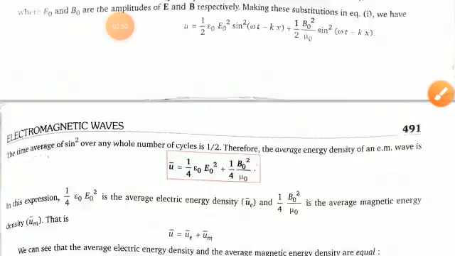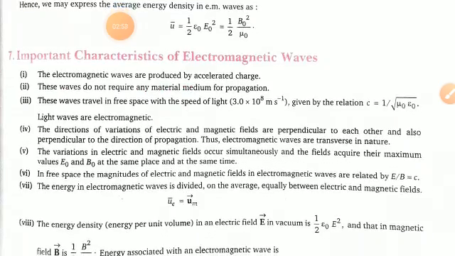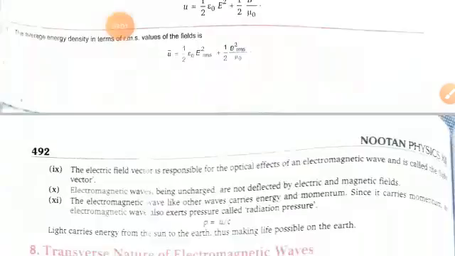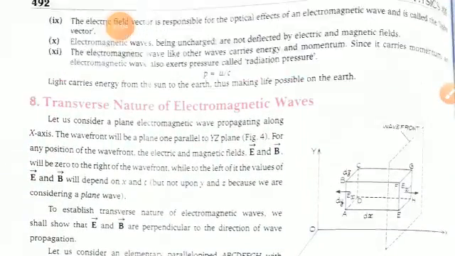Now this is topic 6, energy density in electromagnetic waves. I am skipping this, it is not so important, you can read by yourself. After that there is a section given here, important characteristics of electromagnetic waves. I will tell you about three or four of the properties, and after that I am moving to the next topic, which is the transverse nature of electromagnetic waves.